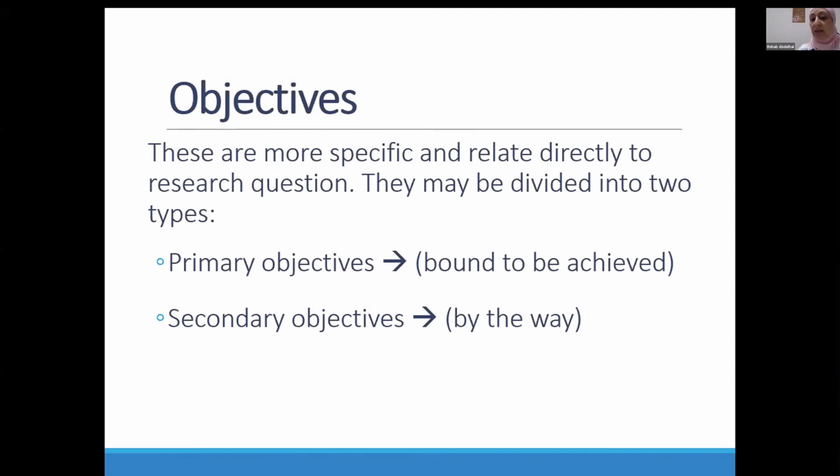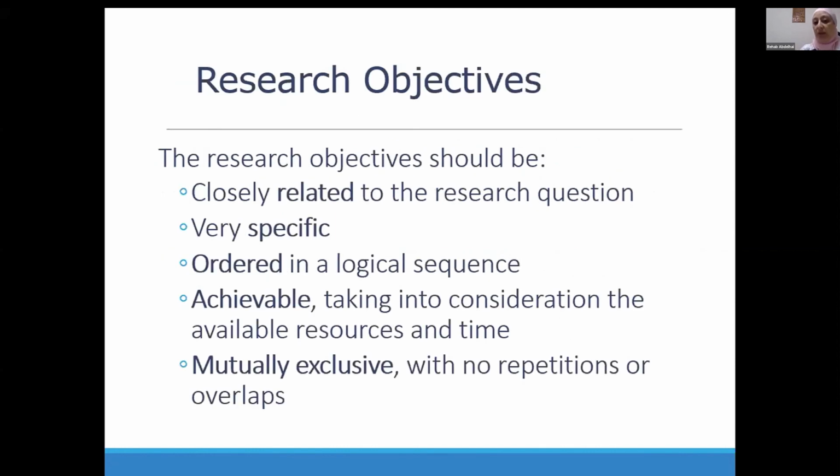Primary objectives, and these are objectives that we will definitely achieve by the end of our research. And secondary objectives are objectives that we may achieve on the way when we are conducting our research, but if we don't achieve them, it's okay. But primary objectives are objectives that are linked to your research question, mainly. So the objectives should be very much related to the question.